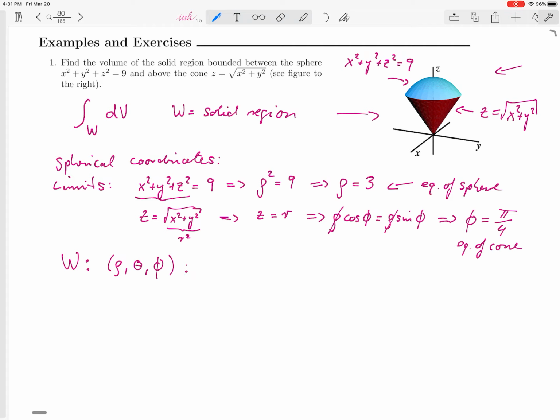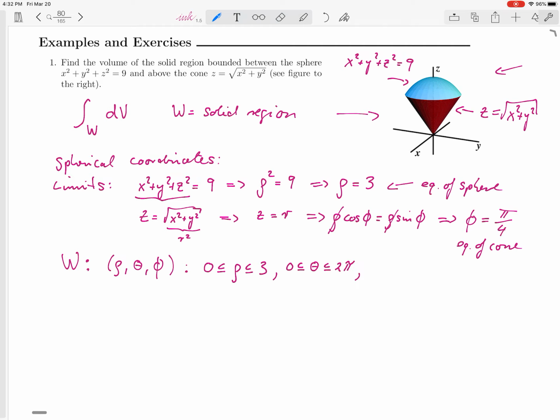And to describe the entire region W, what values does rho take on? Well, rho can be anywhere between 0 and 3. So whenever you are in that cone, you are between 0 and 3 units away from the origin. So rho goes from 0 to 3. What about theta? Well, you have complete rotational symmetry around the z-axis. So theta goes all the way from 0 to 2 pi.